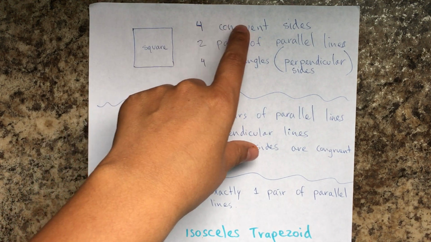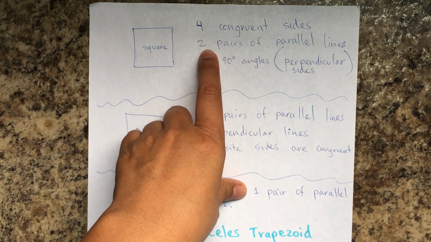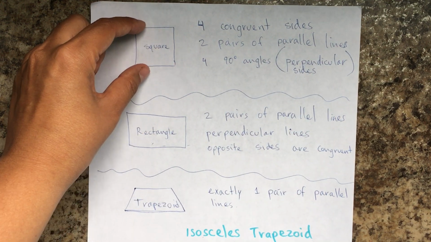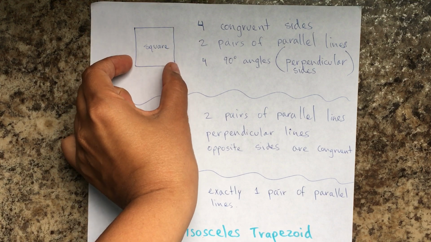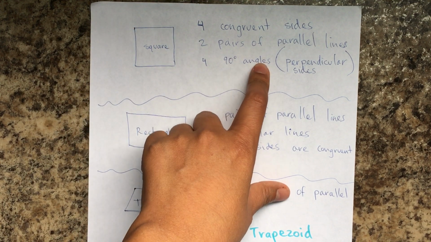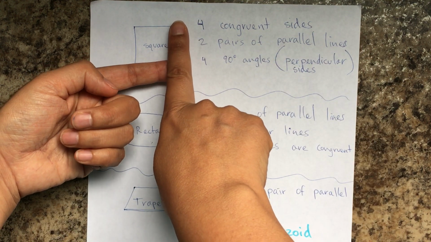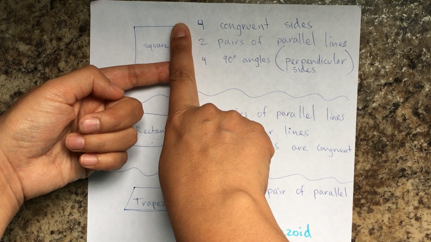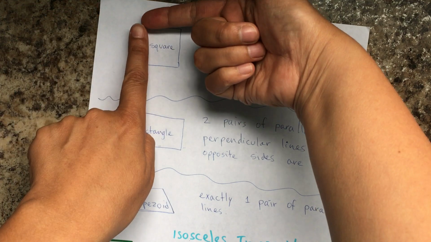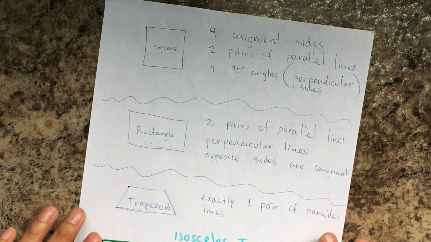Squares have 4 congruent sides, meaning that they have the same measurement. They have 2 pairs of parallel lines, so the opposite lines are parallel to each other, and they have 4 90-degree angles. That means that the lines that are adjacent to each other are perpendicular, meaning they form 90-degree angles. Okay, 90-degree angles, so all 4 of them.